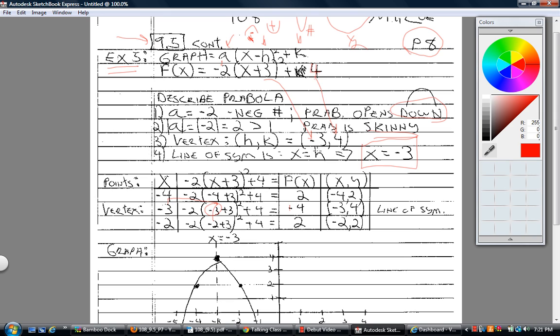Okay, and here we go. Pick -2. Now again, my recommendation is go 1 below, 1 above. So -3, 1 above would be -2. -2 plus 3 is what? 1 squared is 1 times -2 plus 4. Output is 2. Ordered pair is -2, 2.